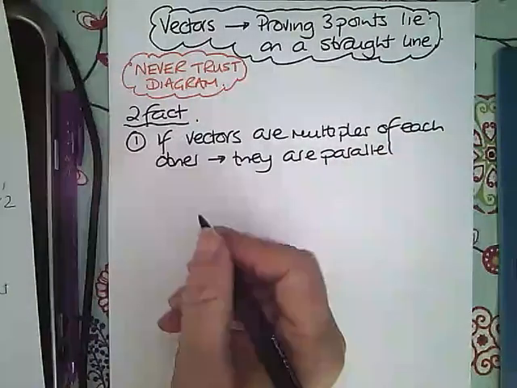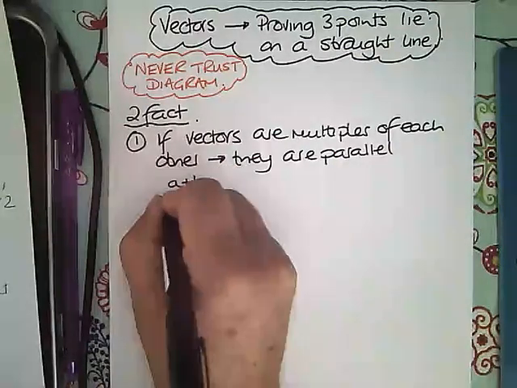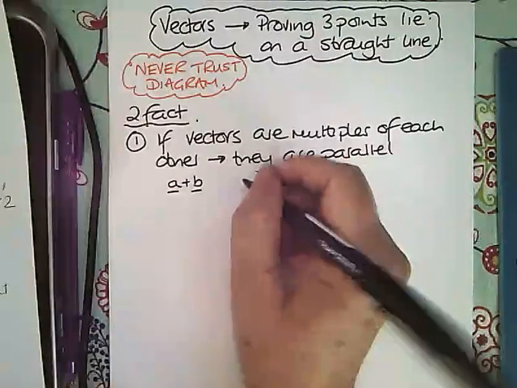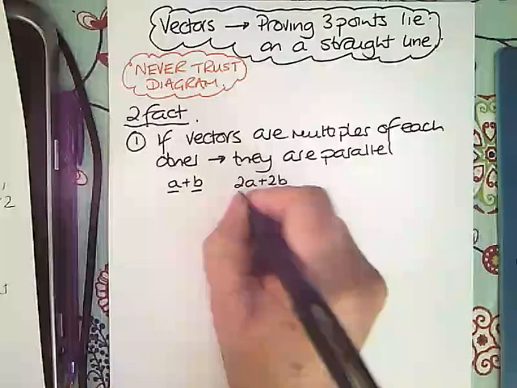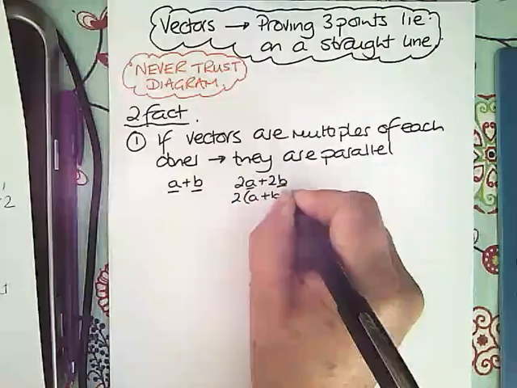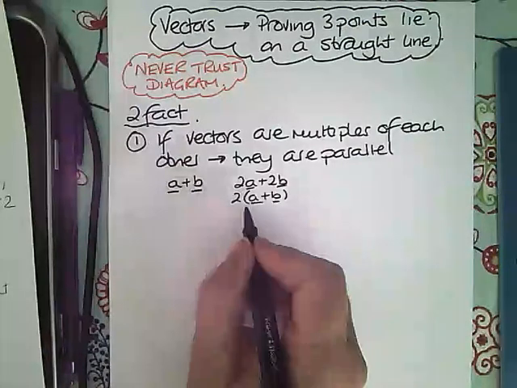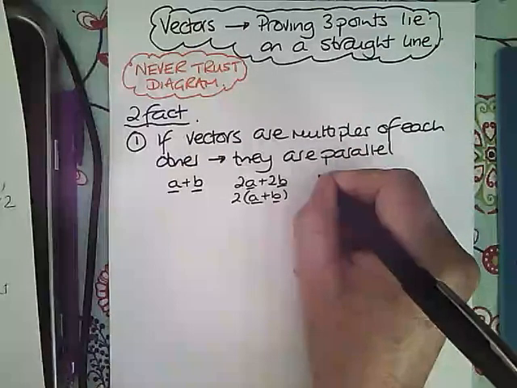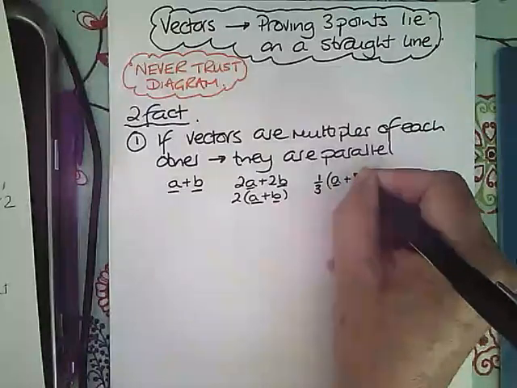So for example, if we have a vector which is represented like this using unit vectors a plus b, and we have another vector which is 2a plus 2b, if we factorize this, it's 2 lots of a plus b. This is a multiple of this original vector. These two are parallel. It doesn't always have to be a whole number in front of this. It could be a fraction, 1/3 of a plus b.